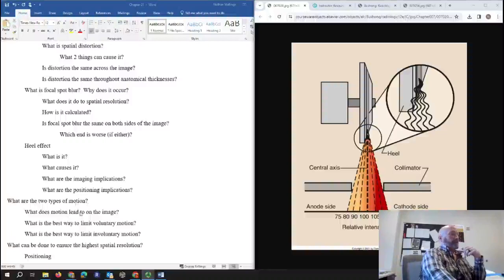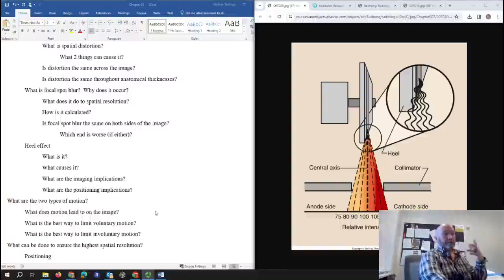So we have two different types of motion. We've got voluntary and involuntary motion. So what that leads to is loss of sharpness, recorded detail, and blur on the image. Best way to limit voluntary motion is with good instructions. And try not to get too philosophical about the difference between voluntary motion and involuntary motion. Just stick with the textbook definitions. Can the patient prevent the motion? If so, that's voluntary motion. If not, that's involuntary motion.